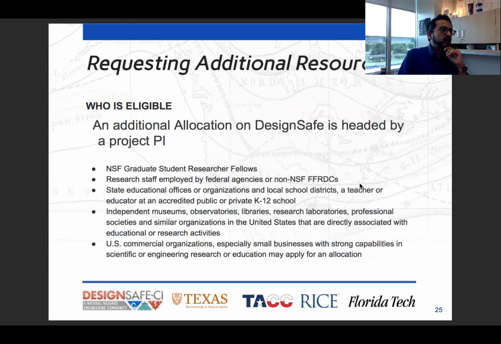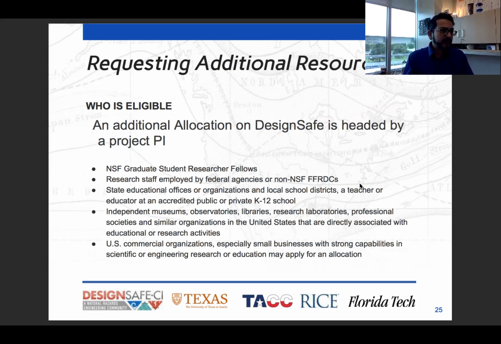If you need something beyond that, you have to go through an allocation process, and I'll briefly tell you what that is today. First off, who's eligible? Anybody who is a project PI on DesignSafe, a PI being a principal investigator. You can also be an NSF graduate student research fellow, which is a little different than just a graduate student. You can read more about this in our allocation policy.